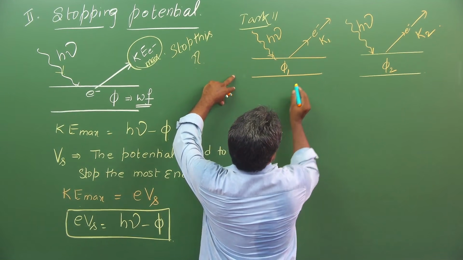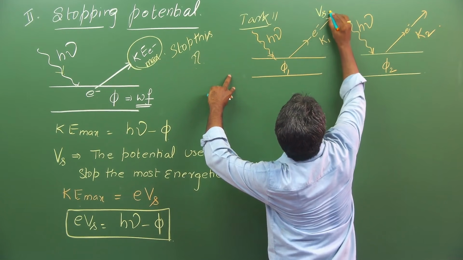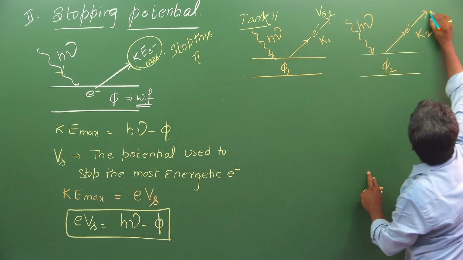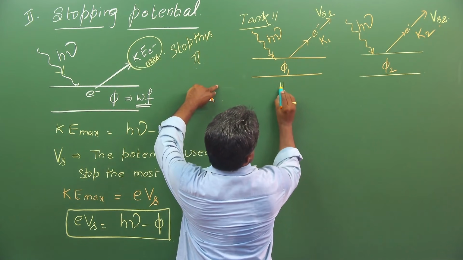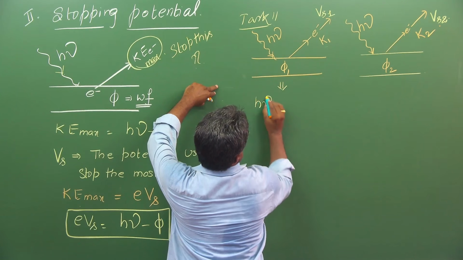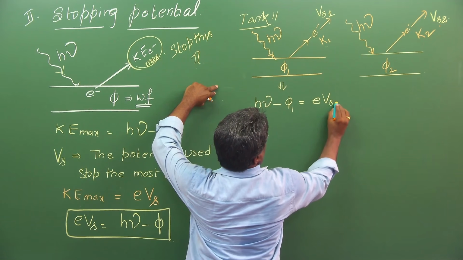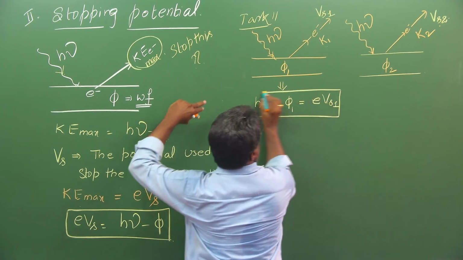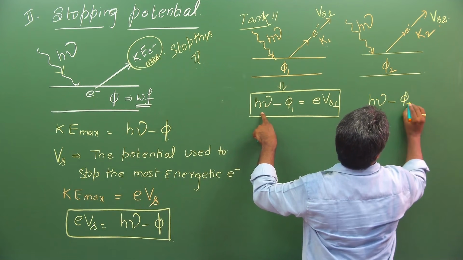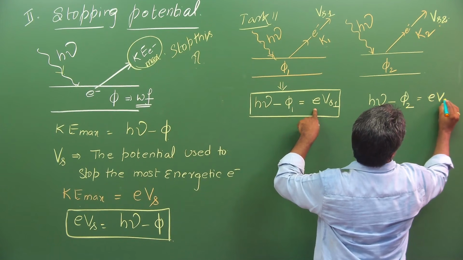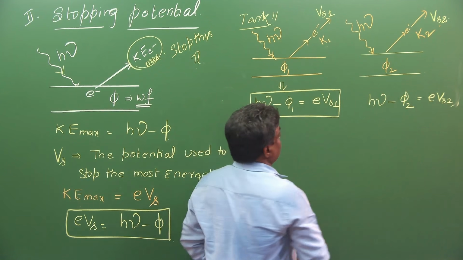Now, if I want to stop this most energetic electron, I am using the stopping potential Vs1. Now from this, h nu minus phi1 equals eVs1. For this second plate, h nu minus phi2 equals eVs2. Is it okay? Yes. Okay.